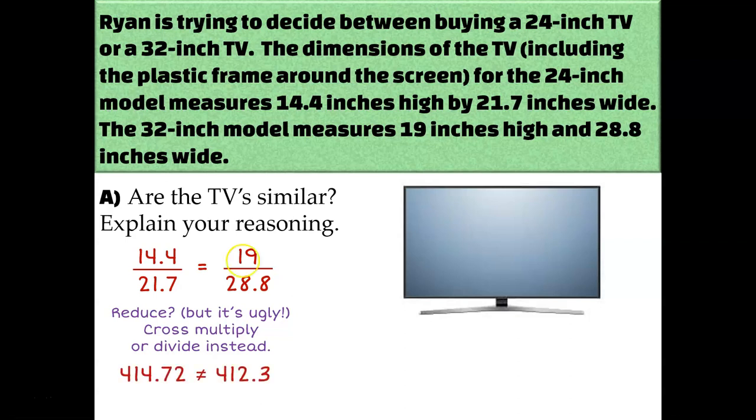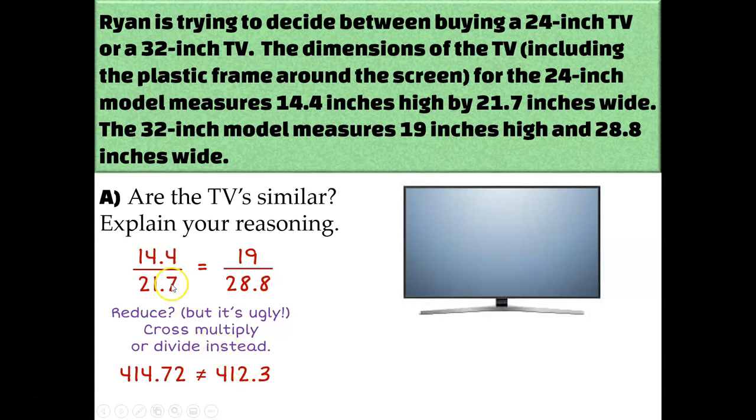If we cross-multiply, 14.4 times 28.8 is 414.72, and if I multiply 21.7 times 19, I get 412.3. So they're pretty close to each other, but they're not exactly the same thing. So these two TVs are not similar.